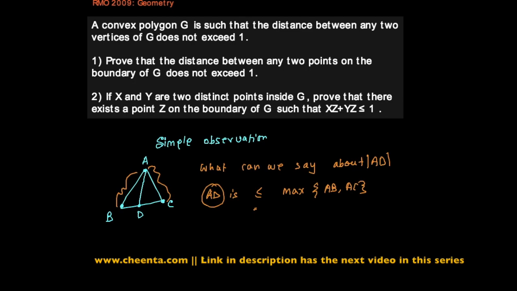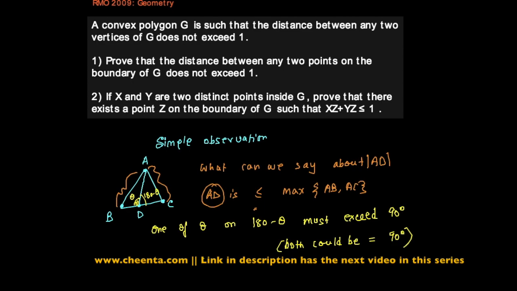That depends on again a very simple observation. If you look at these two angles, one is theta, one is 180 degrees minus theta. One of these two angles is 90 degrees or more, because if both of them are less than 90 degrees, their sum will be less than 180 degrees, which doesn't make sense, since it's a straight line. So one of theta or 180 degrees minus theta must exceed 90 degrees, or both could be equal to 90 degrees, in which case AD will be perpendicular.